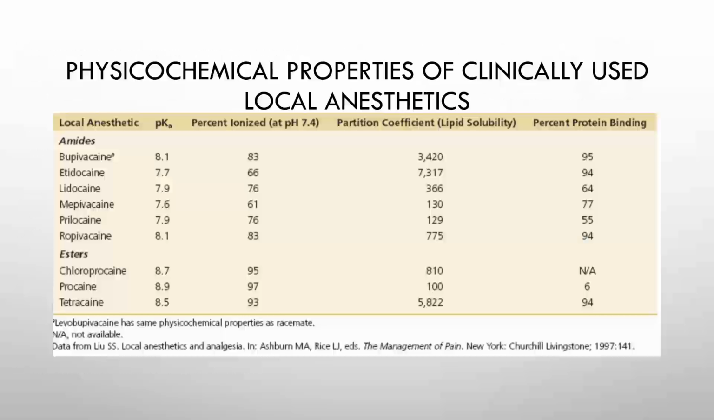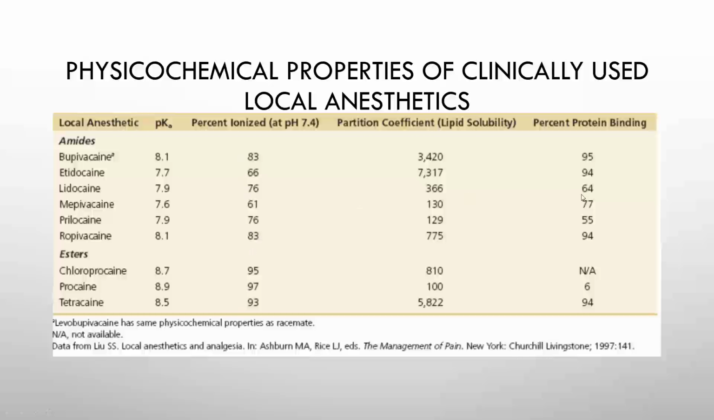Now, this is just a table of the physicochemical properties of the local anesthetics. Here you can compare the pKa and how it correlates with the percent ionization at the physiologic pH. Also, you can see the partition coefficient and protein binding. So, here you can see the pKa. Look at the ones that have the highest pKa, procaine, chloroprocaine, and compare them with the ones with lower pKa's, like lidocaine, etidocaine, etc. And again, the pKa and percent ionization are directly correlated.